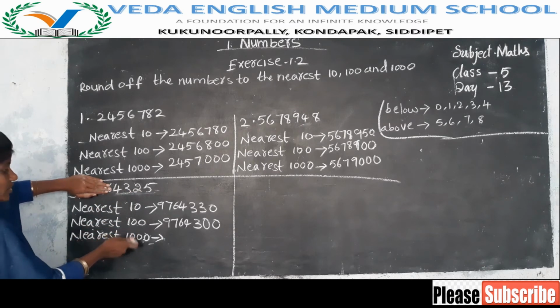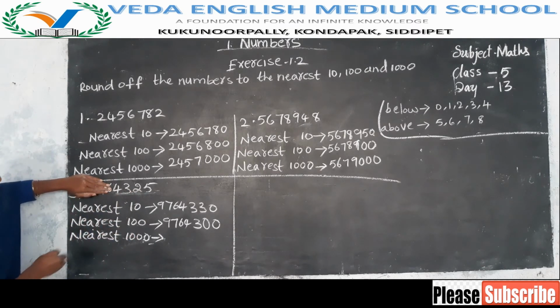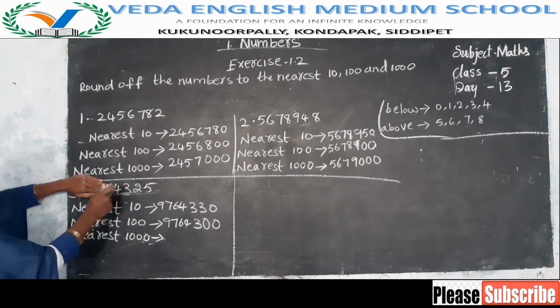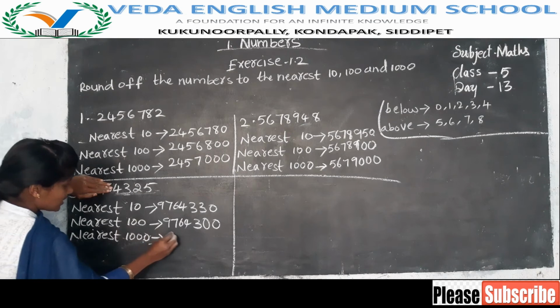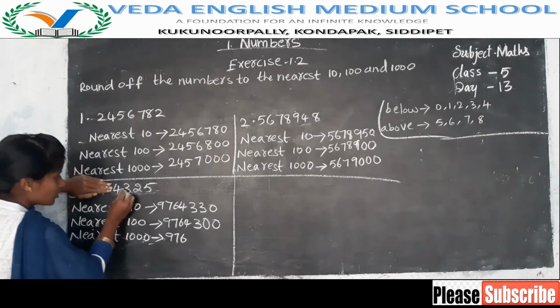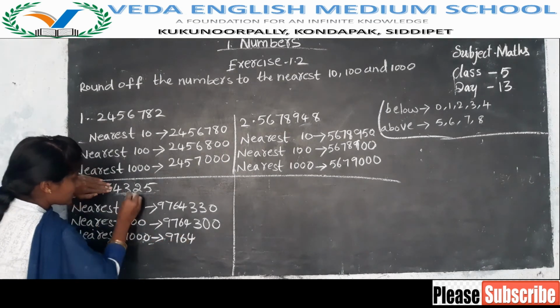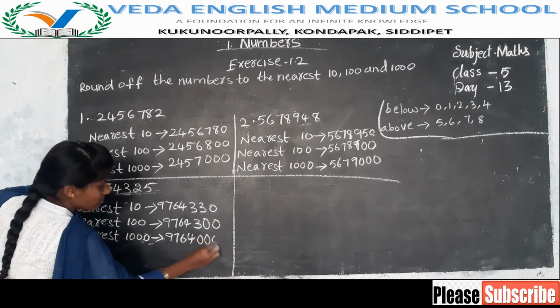Now nearest 100,000 means which place value you have to check? You have to check the place value of hundreds. What do you have in the hundreds place? 3. 3 is above number or below number? Below number. Below number means do you have to increase the next number? No, there is no need to increase the next number. You have to write the next number as it is. Then first 976 as it is. There is no need to increase the next number. 4 as it is. Remaining 3 are zeros.